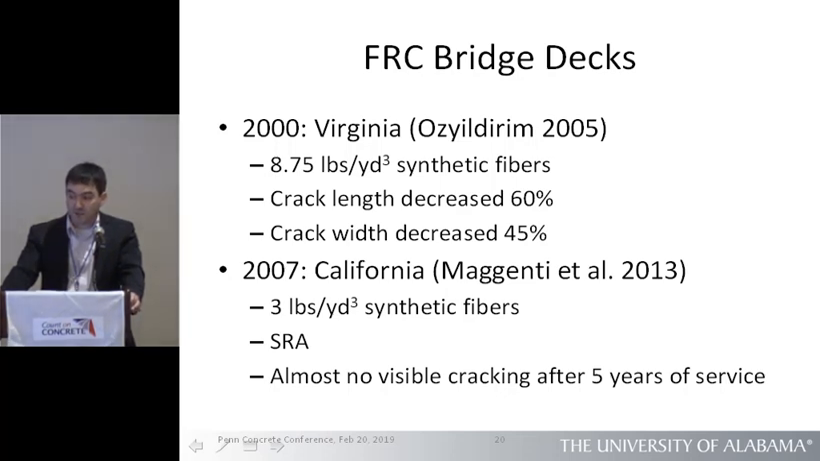In California, in 2007, only 3 pounds per cubic yard of synthetic fibers were added, but a relatively high dosage of a shrinkage-reducing admixture was also added. After 5 years, there's almost no visible cracking in the deck. As a result of that study and several others in California, in early 2018, California issued a memorandum stating that all bridge decks must have a minimum fiber content of 3 pounds per cubic yard and a minimum SRA, or shrinkage-reducing admixture dosage, for all bridge decks constructed in California.